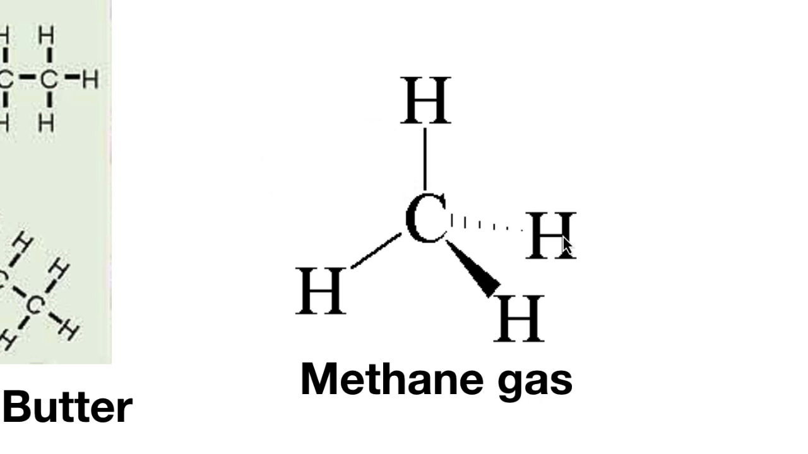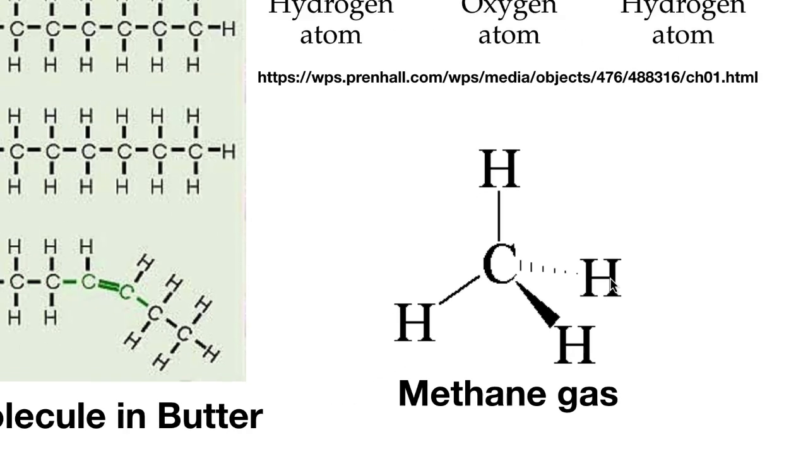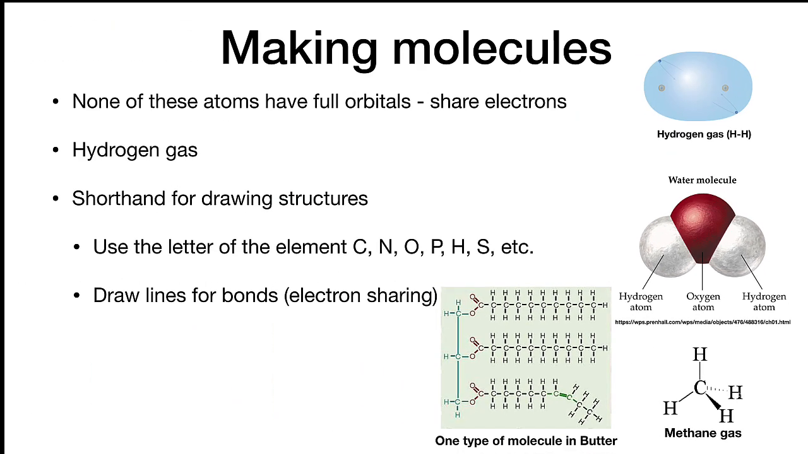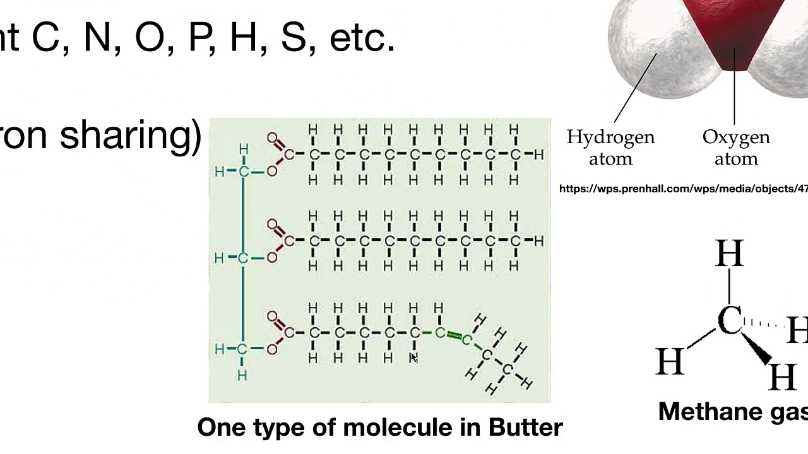And methane is actually a carbon and 4 hydrogens. Methane gas is the major component in natural gas that you burn in your home. It is more common to draw things flat. The last example shows one type of fat molecule found in butter is what's called a triglyceride, and triglycerides are what actually make up fat.